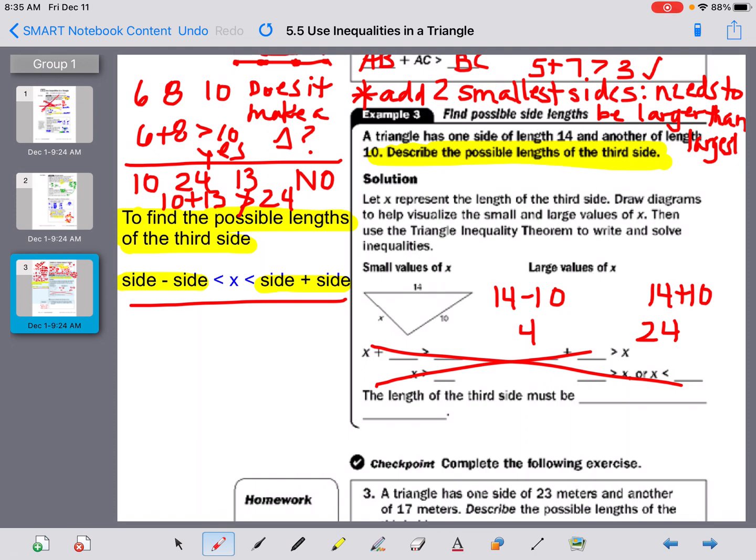Yes. So if my x is just a little bit bigger than 4, just can't equal 4, but as long as it's just slightly bigger, I'm good. And if my x is just slightly smaller than 24 and not equal to 24, then that's fine as well. So somewhere my x needs to be between 4 and 24. That's it. That's all I need to do. I can't equal 4, I can't equal 24, but as long as I'm between 4 and 24, that can be a possible length of my side of my triangle.